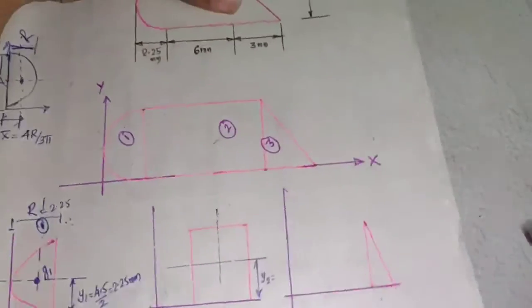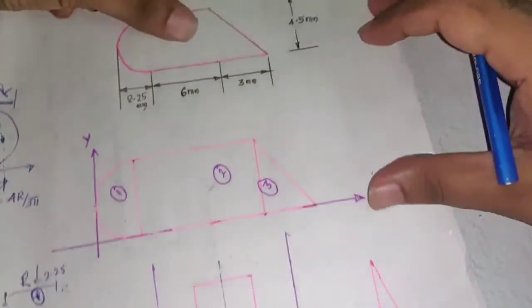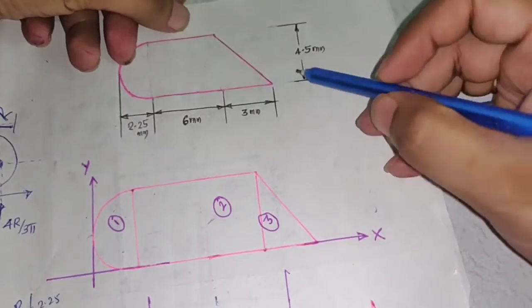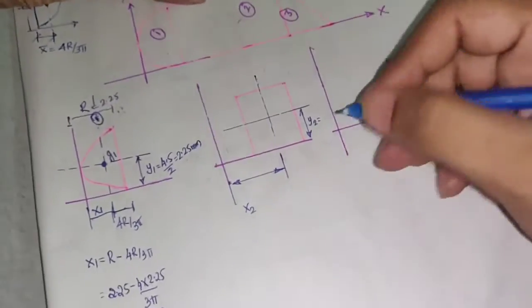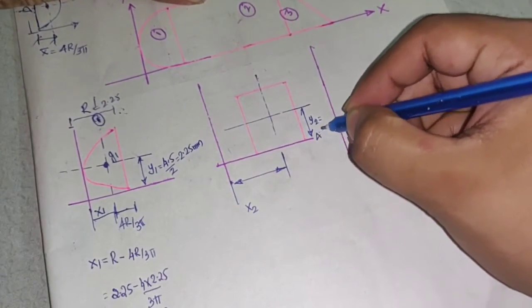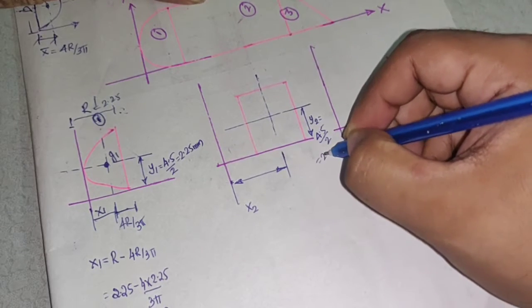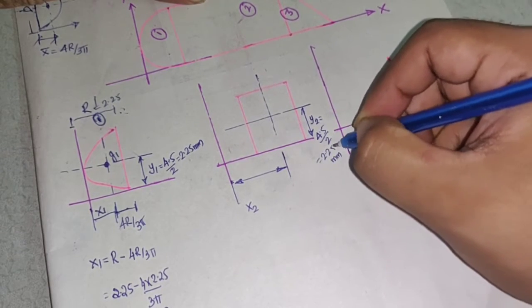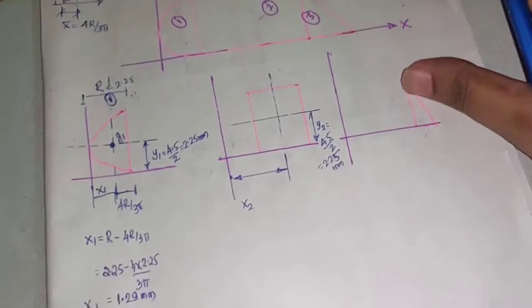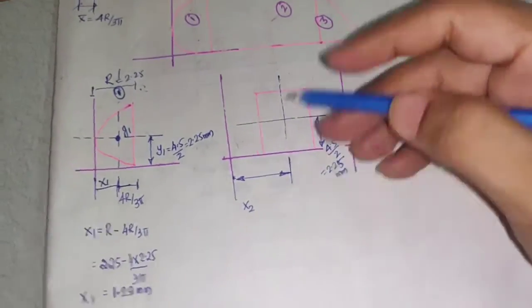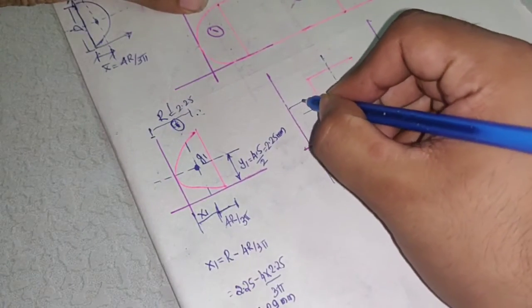What is the formula for calculating x bar and y bar for only a rectangle? It is b by 2 and d by 2. So total height is 4.5. So y2 will be 4.5 divided by 2. So this will be 2.25 mm. What will be the x2 distance? Now first calculate what is this distance.